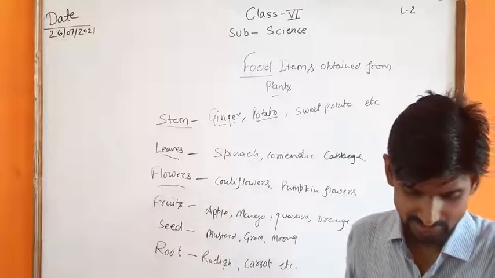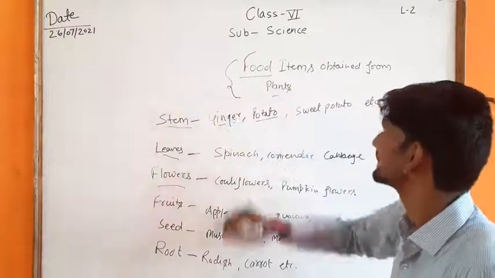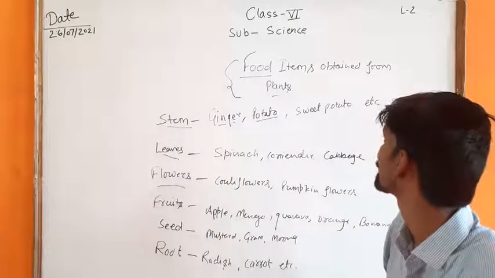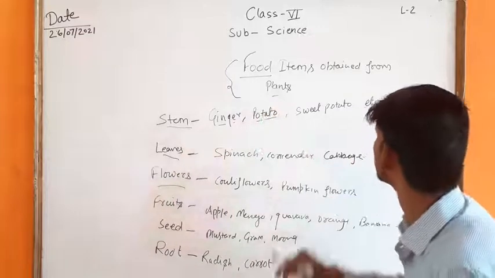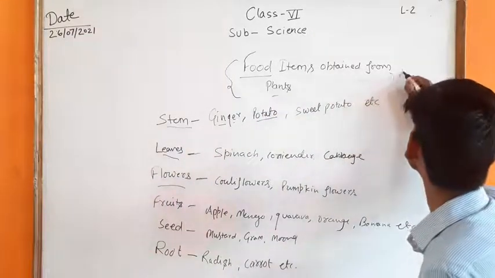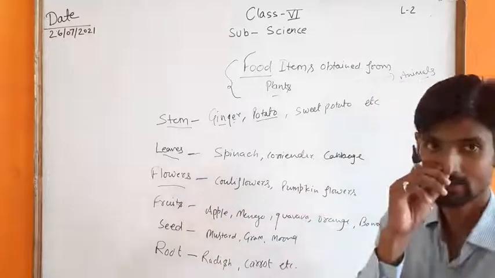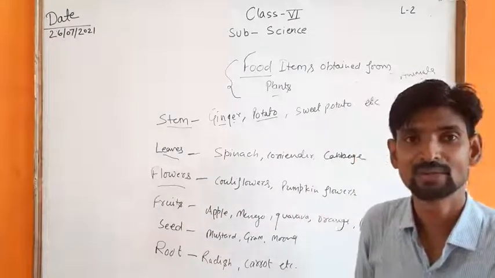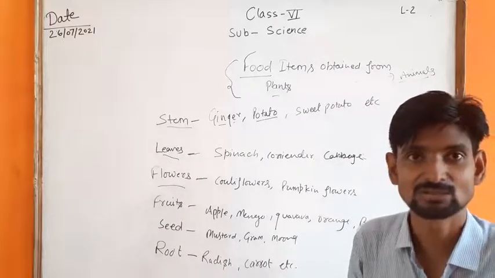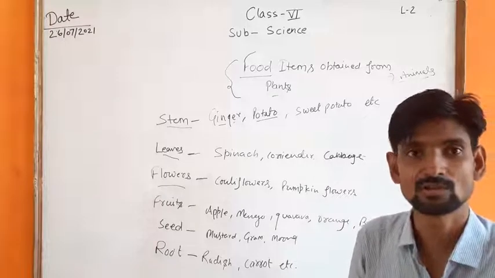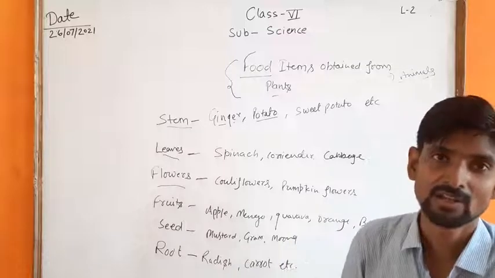In the next class we will see food items obtained not from plants but from animals. That means how we human beings depend on animals for our food, what kind of food which we use on a regular basis is provided by animals.